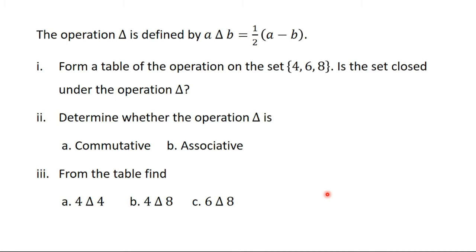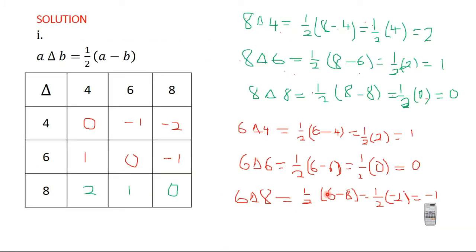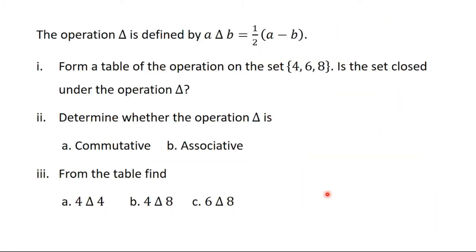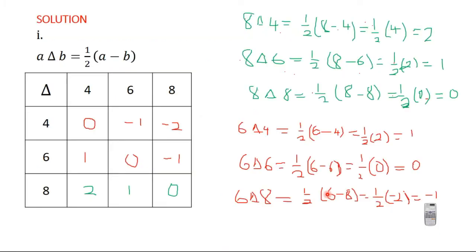Now the question said that we should determine whether the operation is closed under the set. Now this is what that means. We know that we were given the set 4, 6, 8. Now for an operation to be closed under the set, all the numbers that you used in filling the table must be in the set.